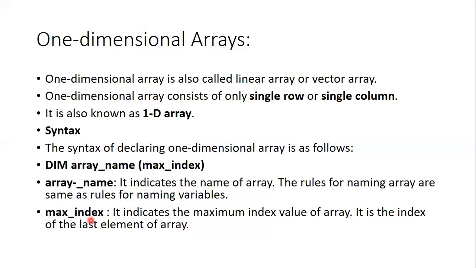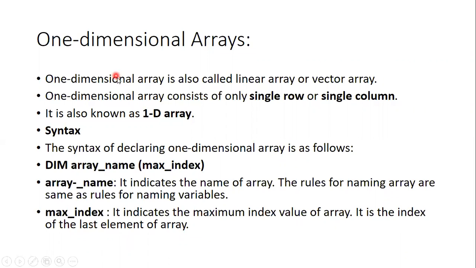Max index. What is it? Why is it written over here in the syntax of one-dimensional array declaration? It indicates the maximum index value of an array. It is the index of the last element of the array. So it is the maximum index value, or you can say that it indicates the size of the array, that is, how many elements would be there in that particular array which we are declaring. And it is the index number of the last element of the array. Clear? So if we are declaring an array of 15 elements, then 15 is the maximum index value, and also it is indicating the last element of that array.